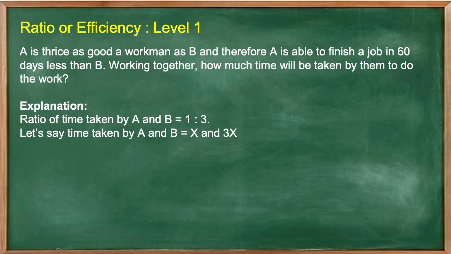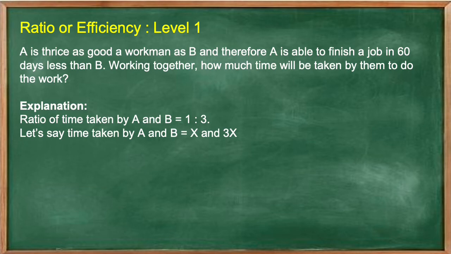Now some students make a mistake here and write these values as x and 3y, which is wrong. Since this is a ratio, you have to use the same variable always. So the time will be x and 3x, not x and 3y.